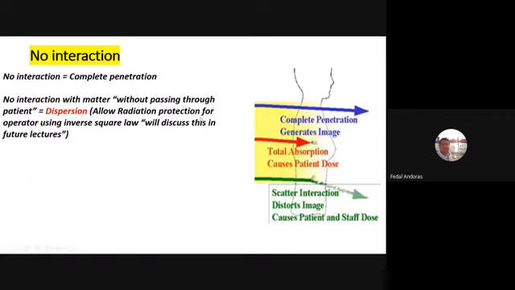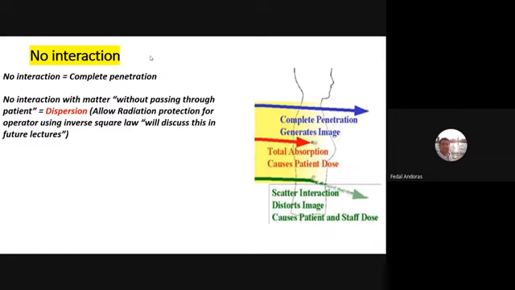Allow radiation protection for the operator using the inverse square law. This will be discussed in the future lectures. So just to know, when we say no interaction, the third one, it hits the matter without doing any interaction, by complete penetration of the matter. The other one, however, is not related to interaction because it's not hitting the matter. But you have to know that we have an amount of X-ray that will not hit the matter, that will just go beside the matter. But for patient protection and operator protection, it's very, very important to understand this. I will talk about this in the future.